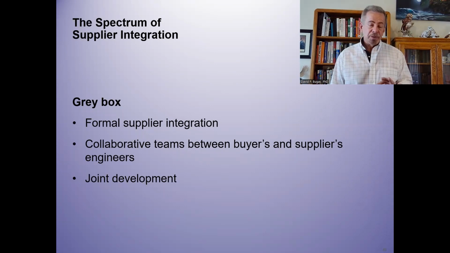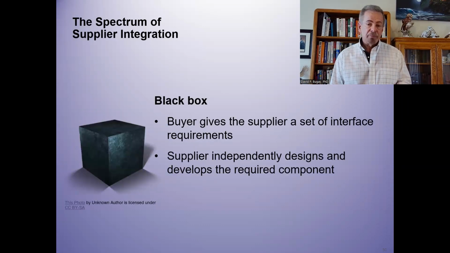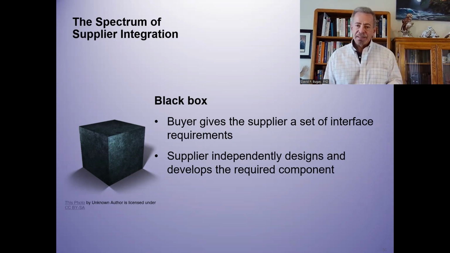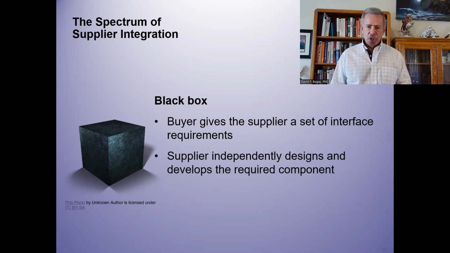Really, in a really good supply chain relationship, everybody trusts everybody else, and therefore moves efficiency, and everybody makes a good profit margin. In a black box, the supplier gives the supplier a set of interface requirements. Here's what we need. Can you do it? So they put their designers on it, and then they come up with it. They design and develop the required component, and pretty much it's a black box because the supplier knows everything inside, and you pretty much know what's inside, but you're really trusting them to actually deliver that.